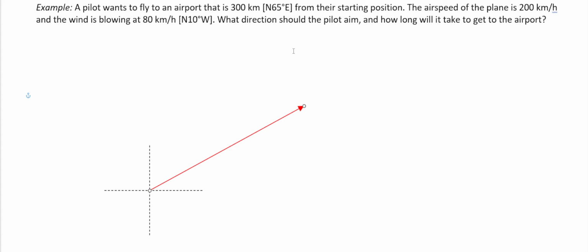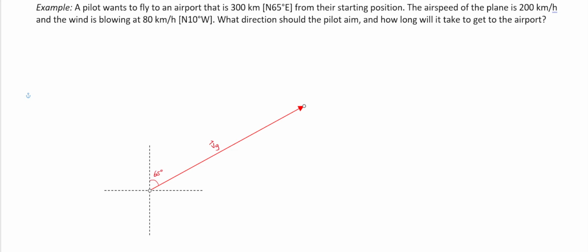So this angle is 65 degrees east of north. So this is like their end position. This is where they want to get to, this position right there. That's where the airport is. The airspeed of the plane is 200 kilometers per hour and the wind is blowing at 80 kilometers per hour north 10 degrees west.